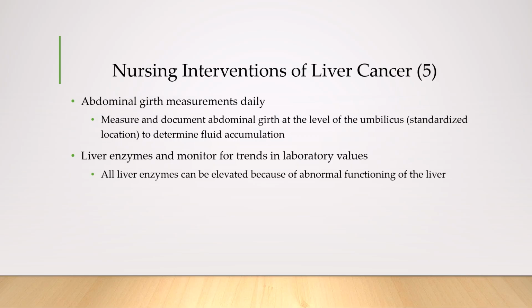We are going to assess their abdominal girth measurements daily. Measure and document abdominal girth at the level of the umbilicus. This is standardized to determine fluid accumulation. And we are going to monitor liver enzymes and monitor for trends in laboratory values. All liver enzymes can be elevated because of abnormal functioning of the liver.